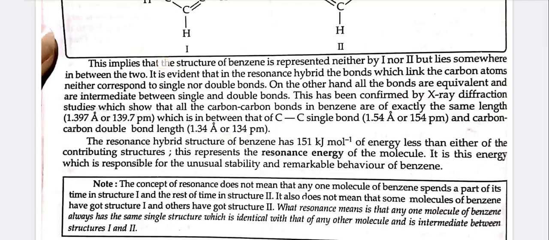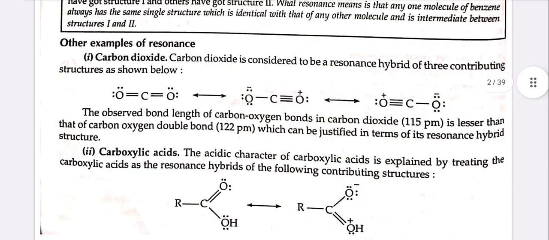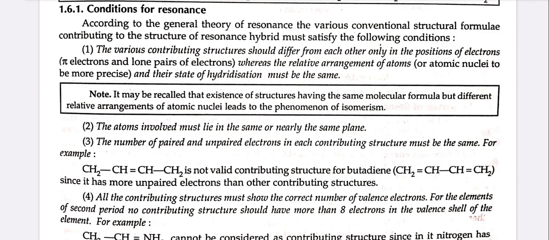The observed bond length of the carbon-oxygen bond in carbon dioxide is 115 picometer, which is less than that of a carbon-oxygen double bond, that is 122 picometer, which can be justified in terms of its resonance hybrid structure. The second example is carboxylic acid. The acidic character of carboxylic acid is explained by treating carboxylic acids as the resonance hybrid of the following contributing structures. Conditions for resonance.